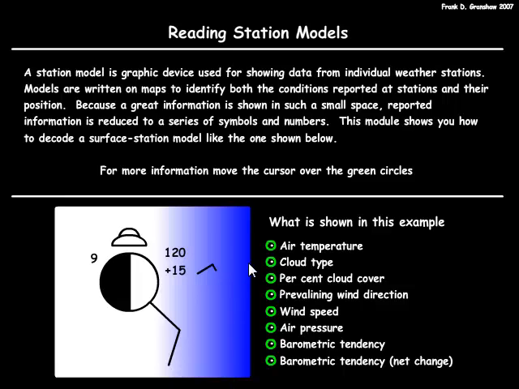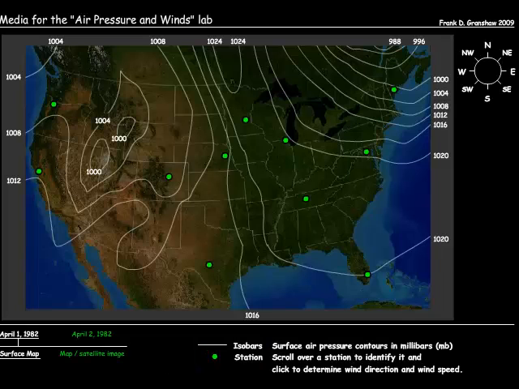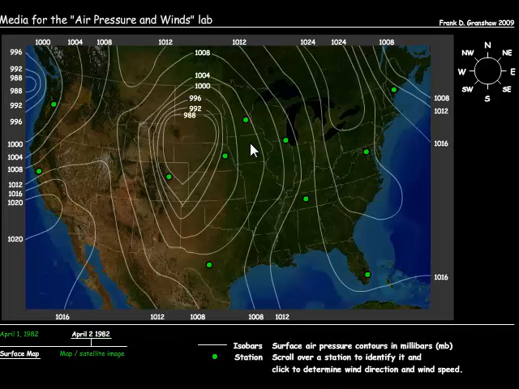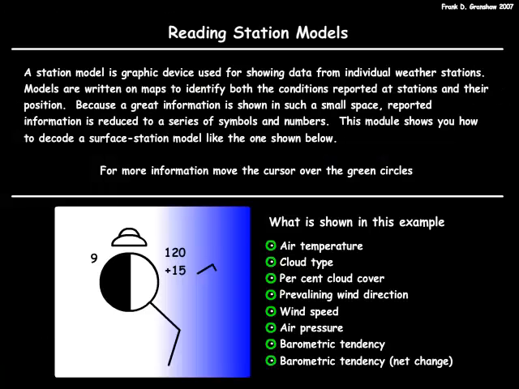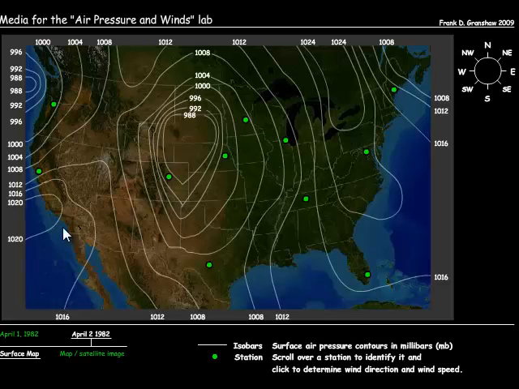When you get to the second part of this lab, or the third part, you're going to be creating a weather map using conditions from these station models and also from some data that's been collected for you. You might want to look back to the air pressure and winds lab from week 5. This should look familiar. These are the conditions for April 1st and April 2nd, 1982. If you're using a more recent version of this lab, the station models and this data may not be from April 1st and 2nd of 1982. It might be something more recent.